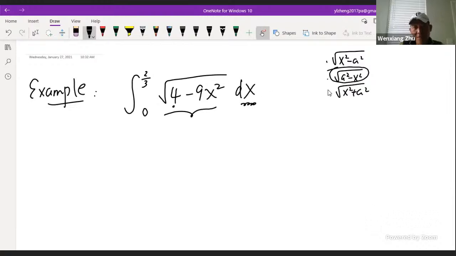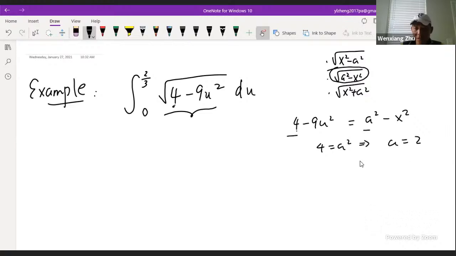Maybe it's better to use that. Let me change this a little bit because this x doesn't really matter. How about I change that to u? Same problem. The reason I'm changing that is by comparing 4 minus 9u squared with a squared minus x squared, I know what my a is. 4 should be equal to a squared. If you take the positive square root, a is equal to 2.